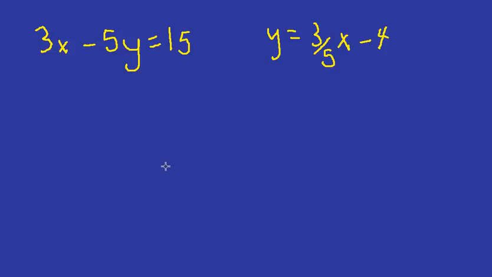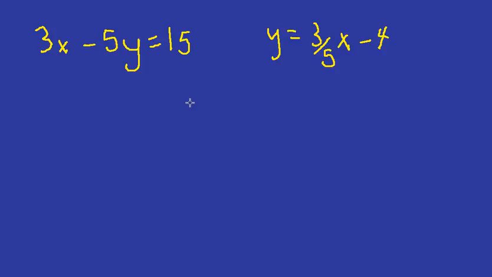Okay, here is part 2 for graphing linear equations and functions. Here we have two linear equations. Both of these equations will draw a graph. The question is, are these two lines parallel, perpendicular, or neither?